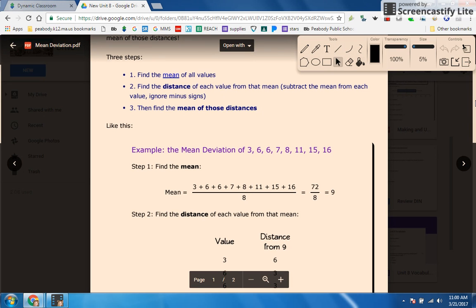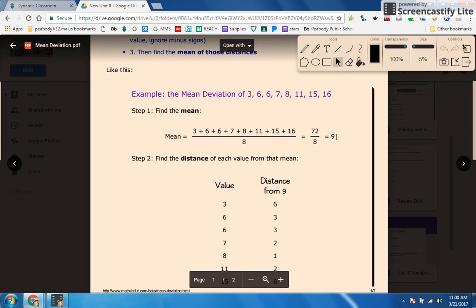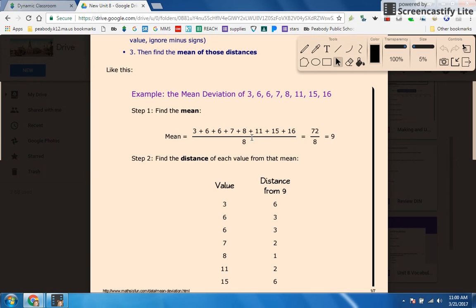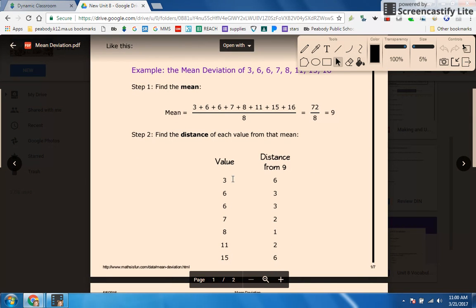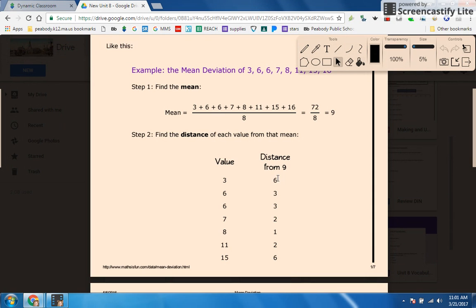This next step is you have to take your mean, which is 9, and take all of the numbers you started with. So 3, 6, 6, 7, 8, 11, 15, and 16. So they wrote all of the original numbers that we added. And you have to write how far away that number is from the mean. So the mean is 9. So for example, the first number in the data was 3. And 9 minus 3 is 6. So that's where this is coming from.